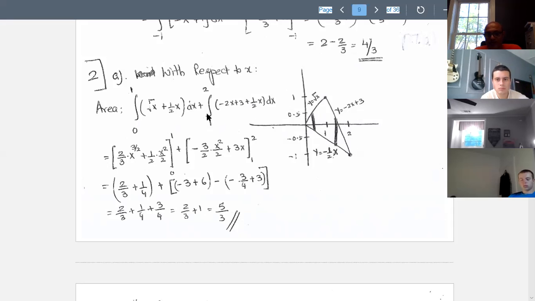Once you set up your integral, you're almost done. Only the matter of simple integrals. So if you take x to the power half, by the power rule, integration is this one.